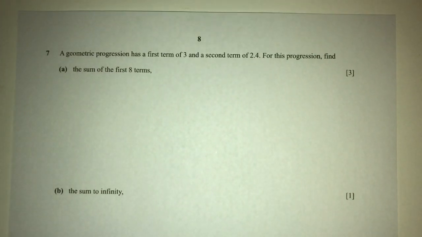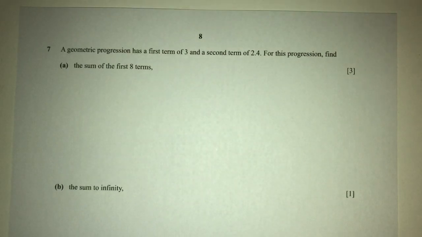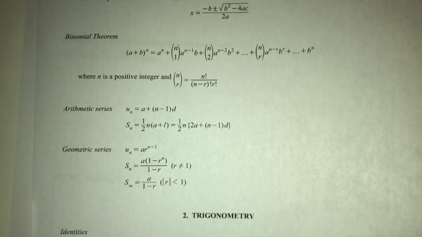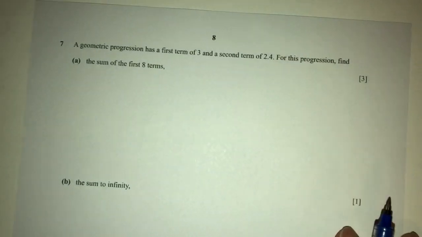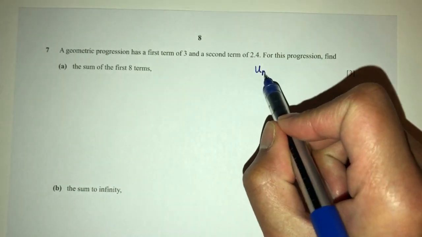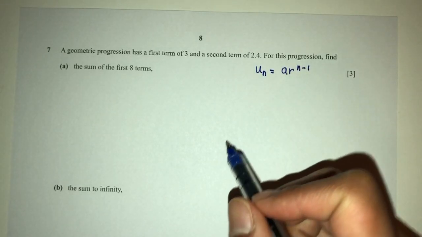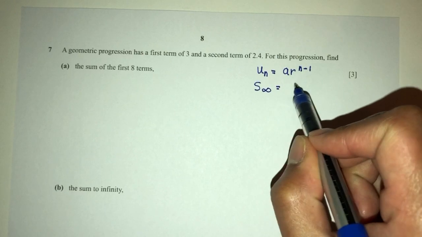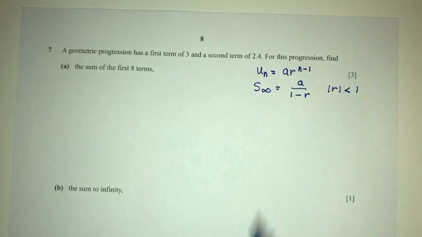Let's move on to question number 7. So right now we have a geometric progression, with the first term of 3 and the second term of 2.4. As you can see, the first thing we are given is that it is a geometric progression. So whenever we have this, go back to your list of formulas and write down the formulas that you need for that question. So I know that the nth term is given by a r to the power n minus 1. Now for the sum to infinity, that will be a over 1 minus r, and the magnitude of r has to be less than 1.